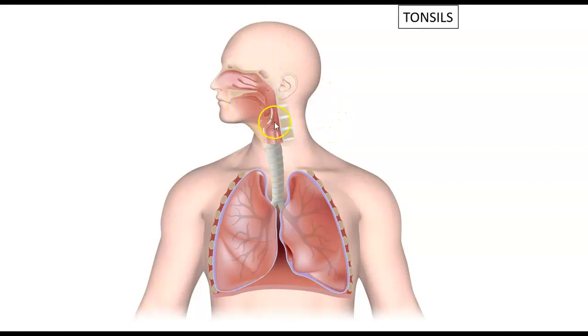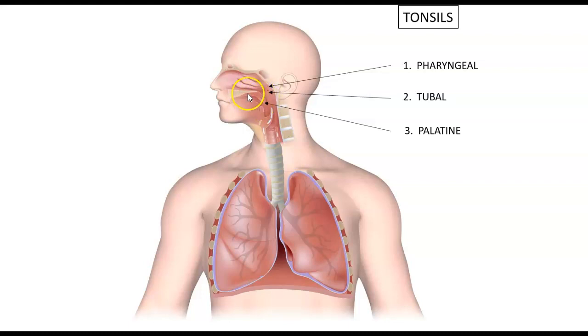Now in this area, we also find our tonsils. There are 4 tonsils. Our pharyngeal tonsil, which you see right here, also known as the adenoids, the tubal tonsil, and the palatine tonsil, which is at the base of the uvula right here, which is formed from the soft palate.